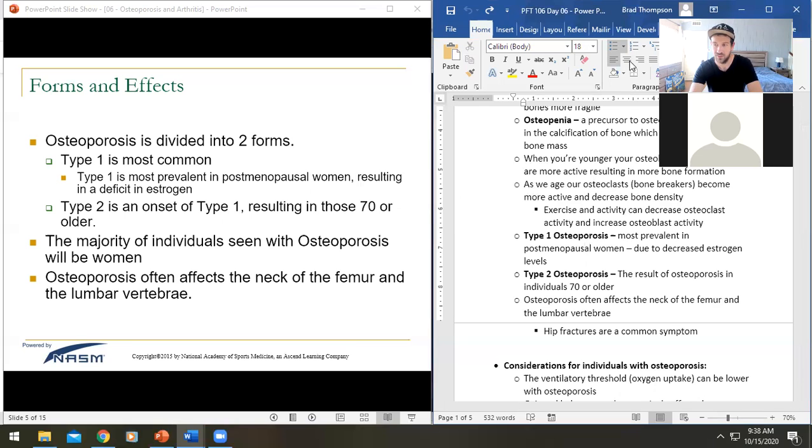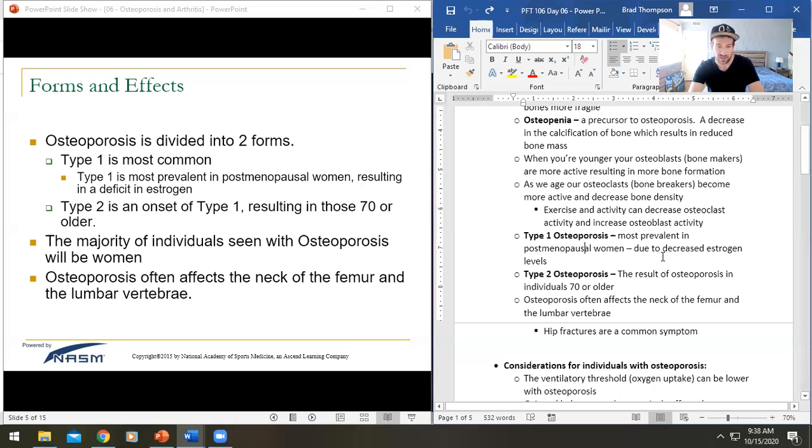Yeah. Yep. Cool. All right, so type 1 osteoporosis, like I said, is very prevalent due to a decrease in estrogen levels. Estrogen is anabolic, and so we see a decrease. When those levels decrease, we see things like osteoporosis.